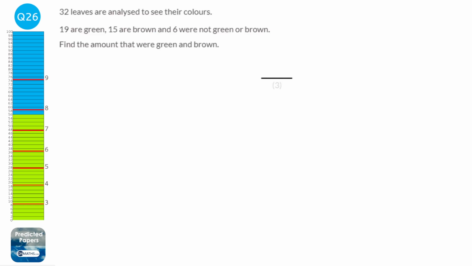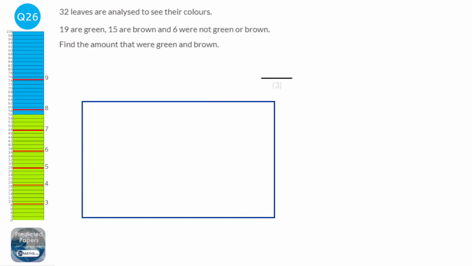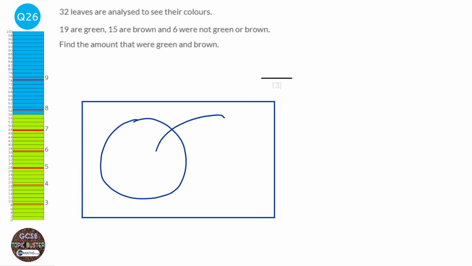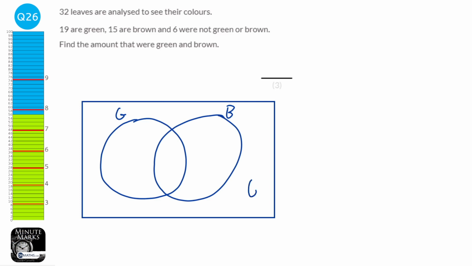We don't have to for this question, but it might be helpful to draw a Venn diagram for this. And we've got green and brown leaves, so we'll have green on the left and brown on the right. So green and brown. And we're told that there are 19 green and 15 brown and 6 that were not green and brown. So the only number we can put in is the 6 on the outside of the Venn diagram. We're told that 19 are green, but we don't know which, either they're in here or a bit of both.